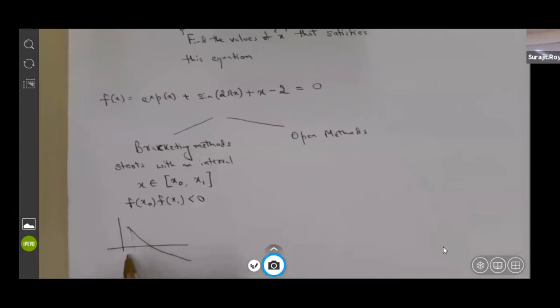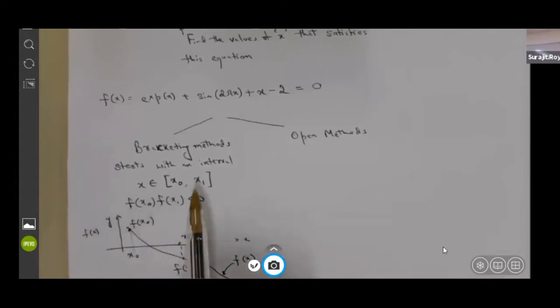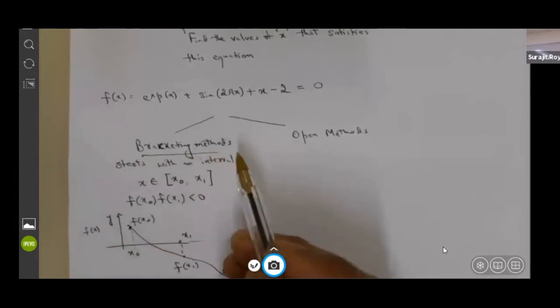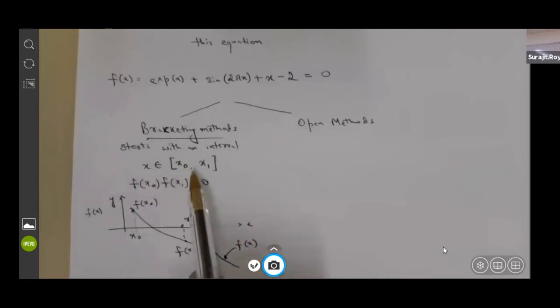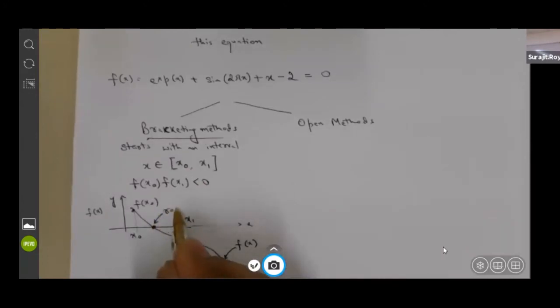So this is your x0. This is the function value at x0. This is x1, and this is the function value at x1. This generic curve is your function f(x), and this is your x-axis. This is the y-axis, where you're plotting f(x). So bracketing methods are a class of numerical technique where you start with an interval such that it brackets a root. The root actually lies within this interval, x0 and x1.